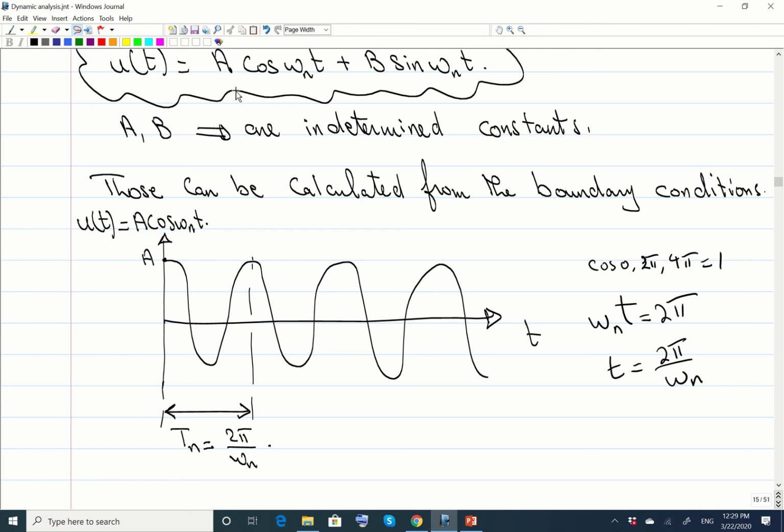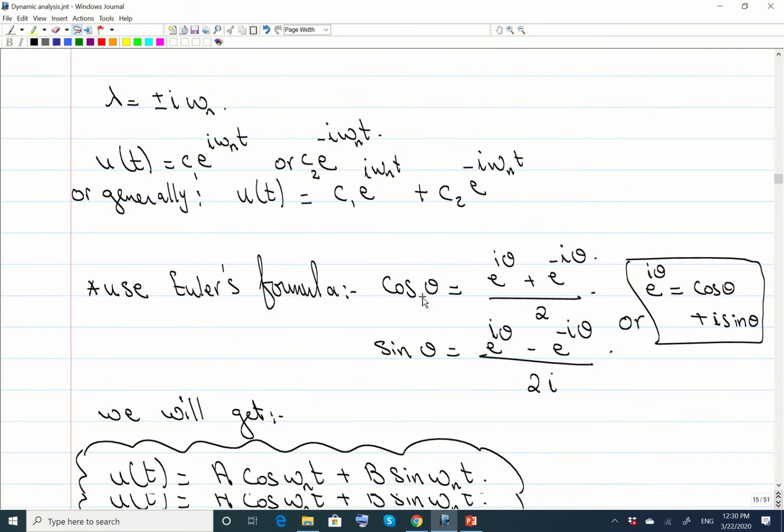The structure will be oscillating. The displacement u is changing from positive A to negative A. There is an oscillation, and the period of oscillation is 2 pi divided by omega n. That means that the frequency of the oscillation is omega n. That's why we call omega n the natural frequency of that structure. If it's vibrating under free vibration, no forces applied, it's going to vibrate with a frequency equal to omega n, or a period equal to 2 pi divided by omega n. That's why we call omega n the natural frequency.